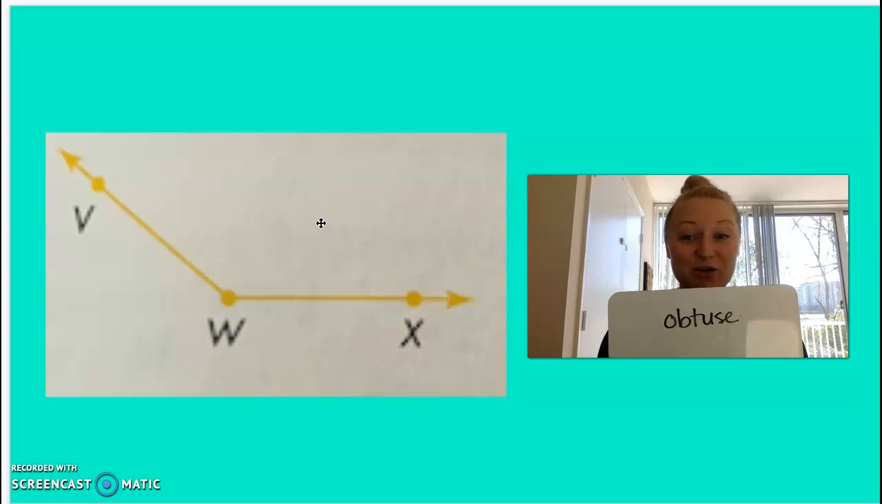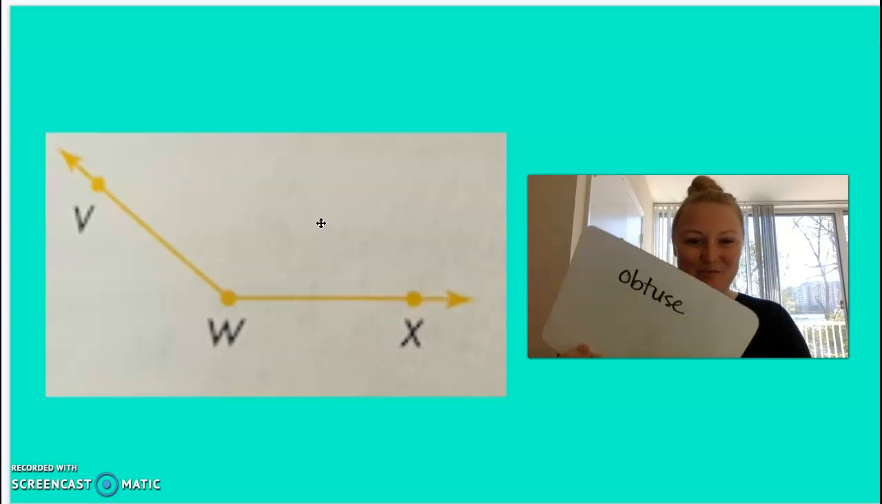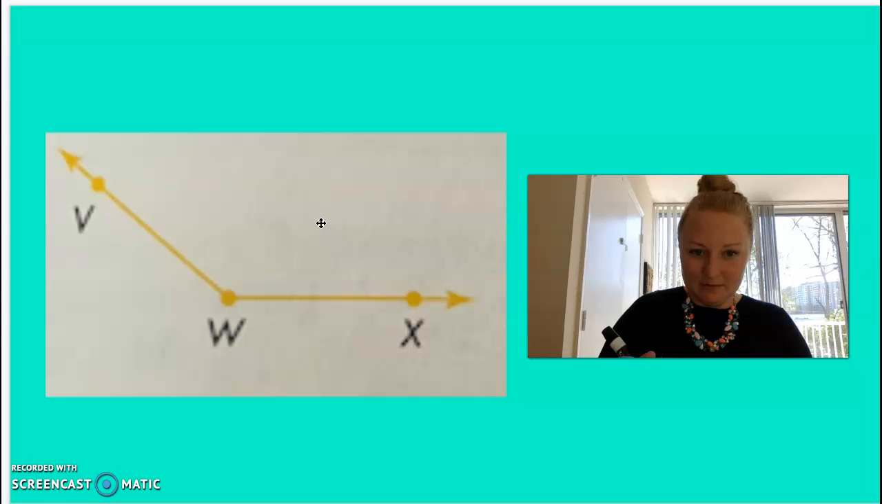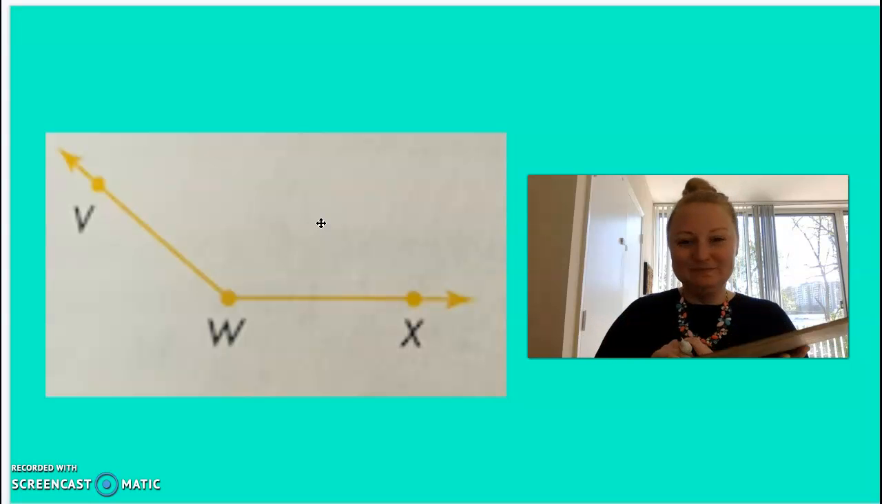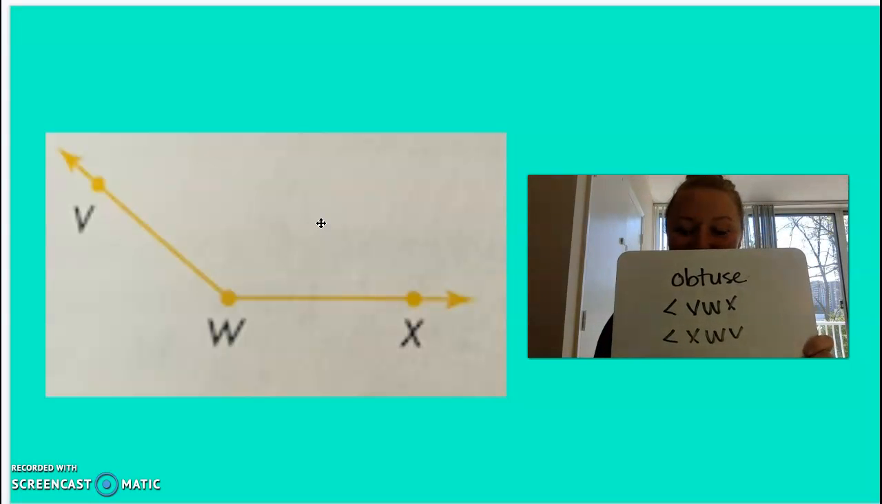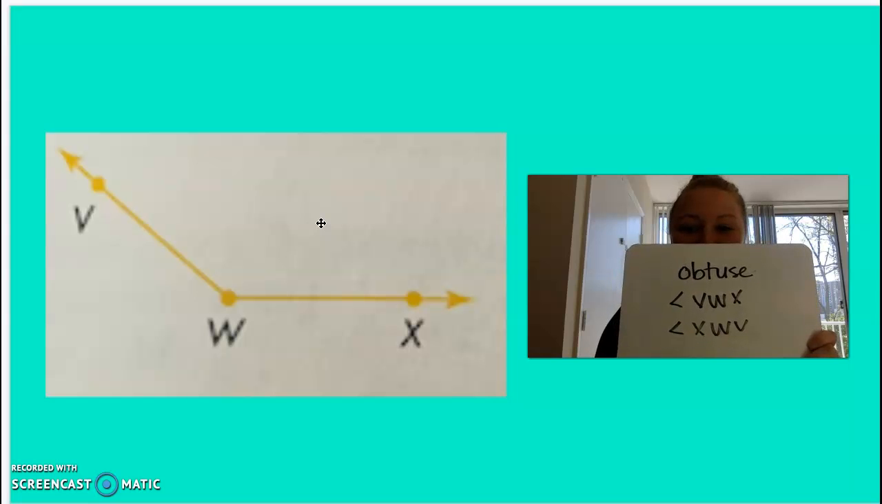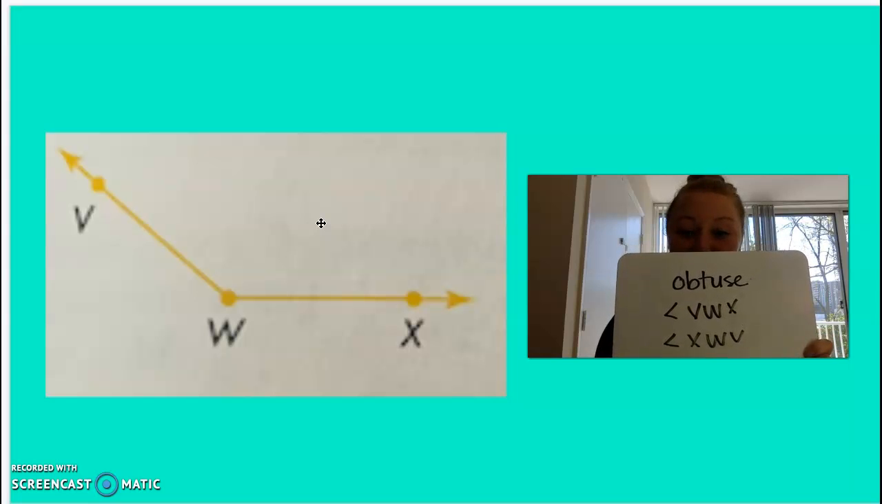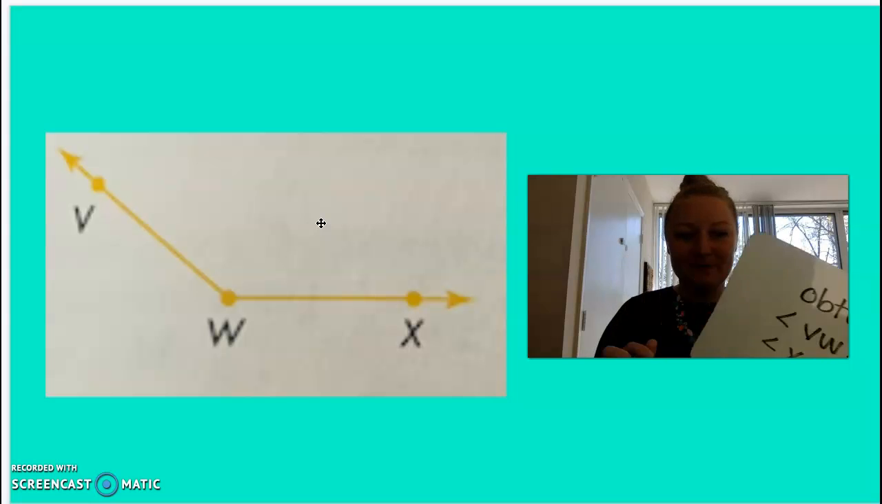Now I want you to think of how you would name this angle. So if you had to write it down, what would you name it as? You try it and I'll try it and then we'll compare. All right, here are my names for my obtuse angle. As you can see, either of these would be correct, and they have a commonality. Both of their middle letters are W because that's the shared endpoint, what we call the vertex.